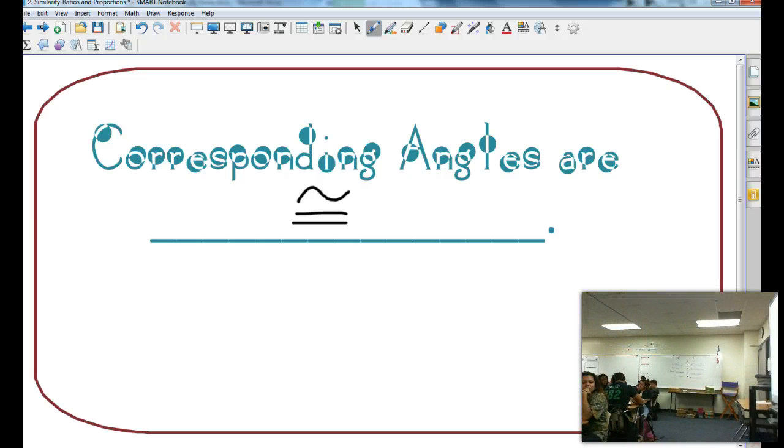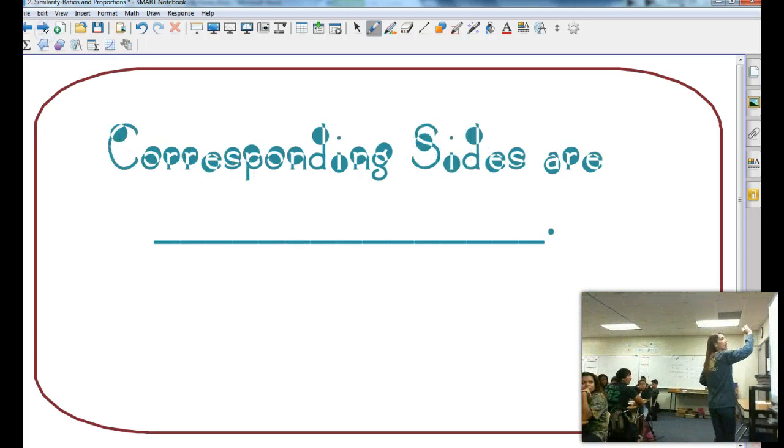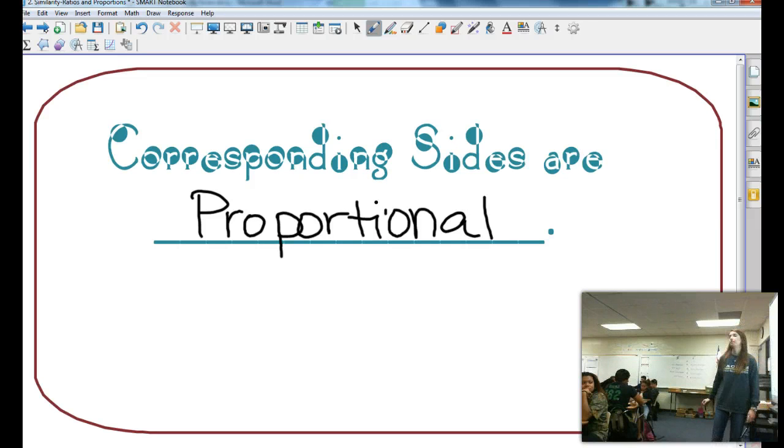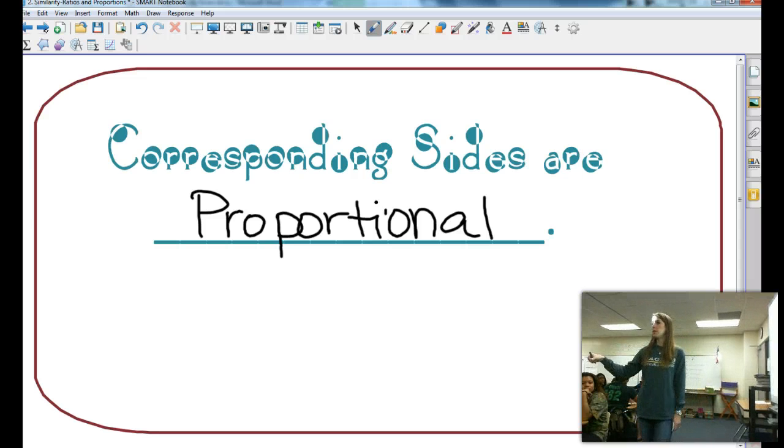And the other thing that I wanted you to walk away with, Lewis M., is that corresponding sides are proportional. Very good. You're going to get good at spelling this word. Proportional. Those two things. That was our goal. That was what we were learning today. Angles equal, sides are proportional.